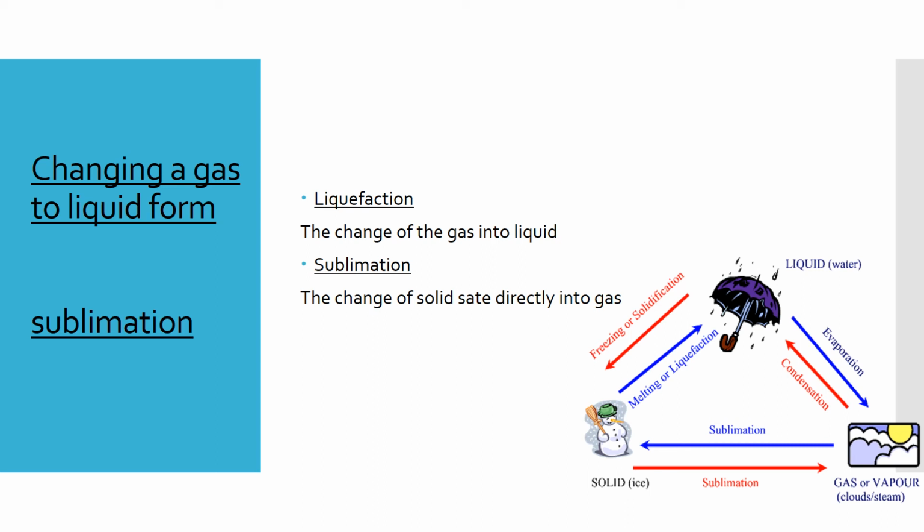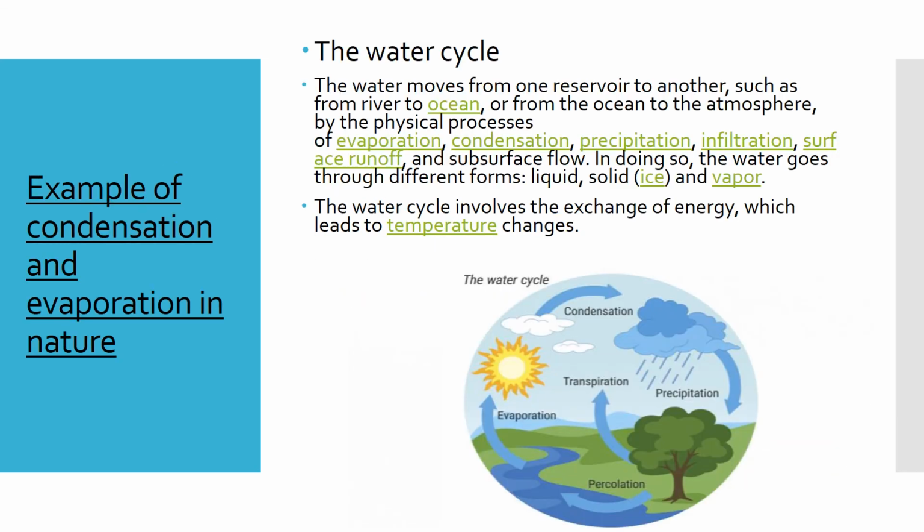The second point is sublimation. Some substances change directly from the solid to the gaseous state when they are heated. This process is called sublimation. Examples of such substances are iodine, naphthalene, and solidified carbon dioxide.